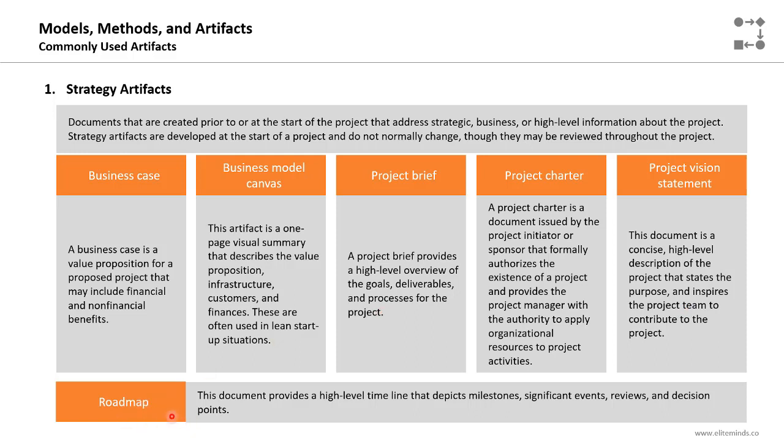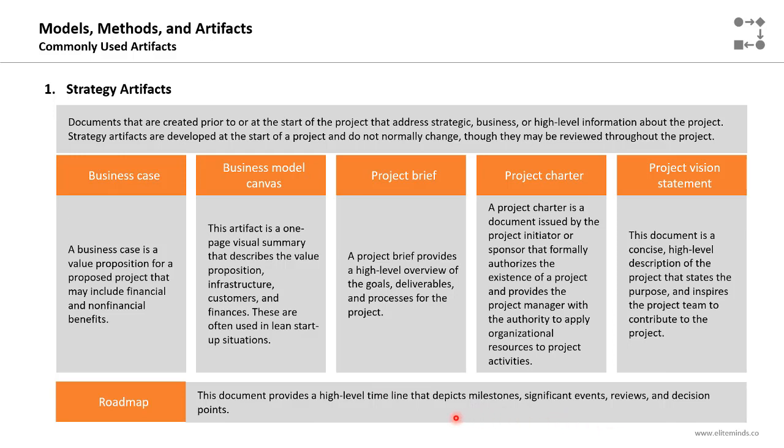The roadmap is another strategy artifact. It's a document that provides a high-level timeline that depicts milestones, significant events, reviews, and decision points. So it's a high-level timeline for the project. We don't have enough information, or the team is not mobilized yet to develop a detailed timeline for the project. So we will develop only a roadmap that is a high-level timeline showing the key milestones and significant events in the project.